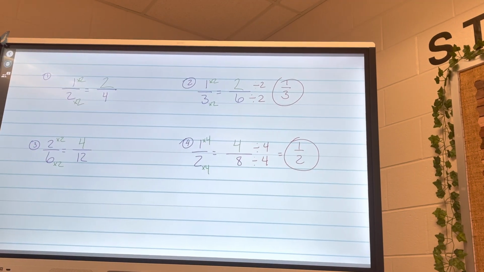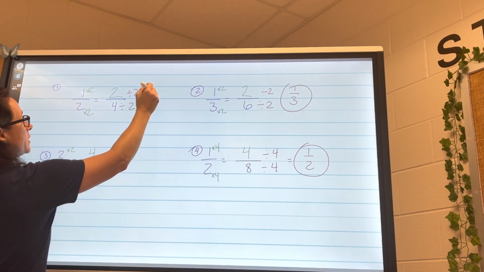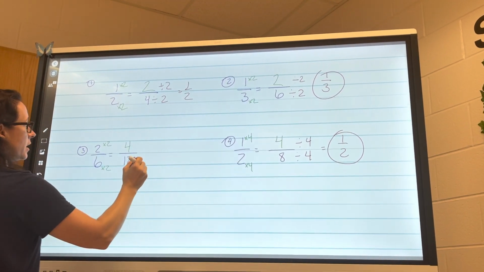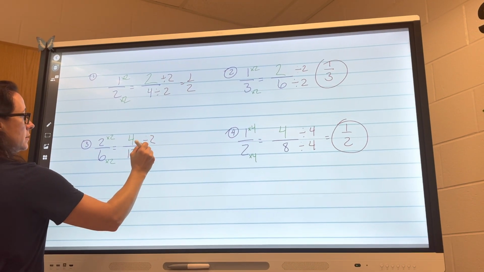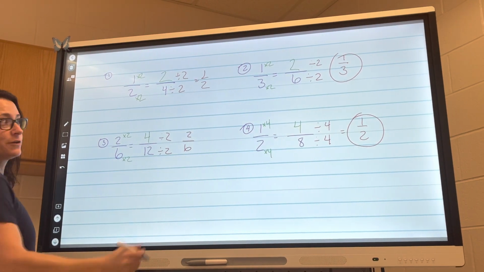When we divide our numerator and denominator by the same number, we simplify it, but it's also an equivalent fraction, just to show you guys. And I could simplify this one even further, right?